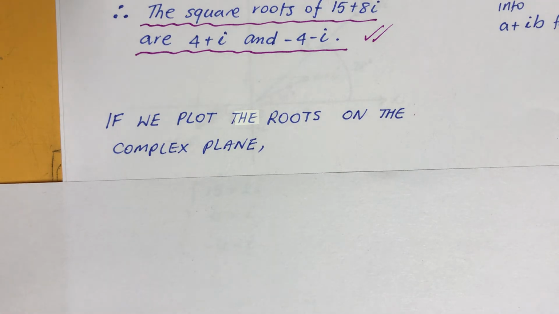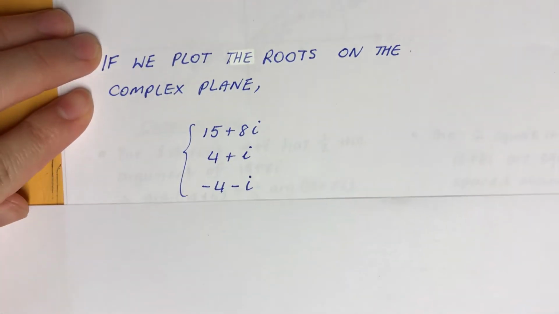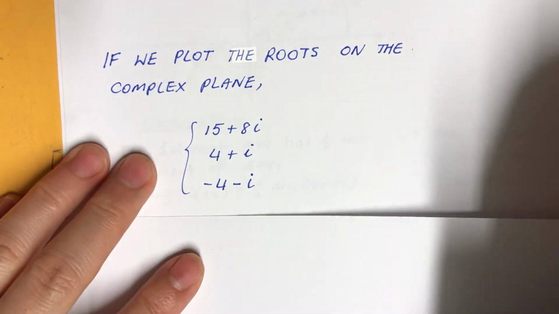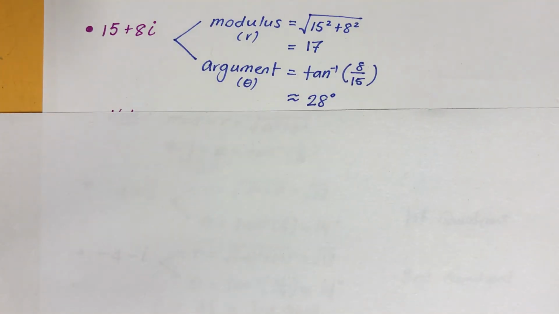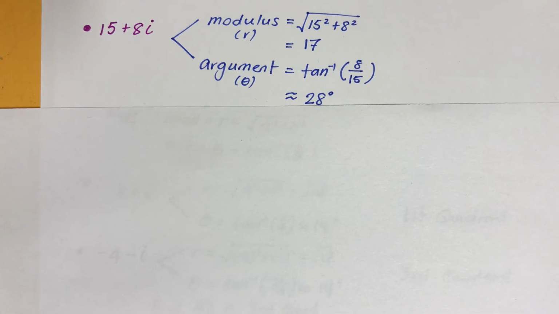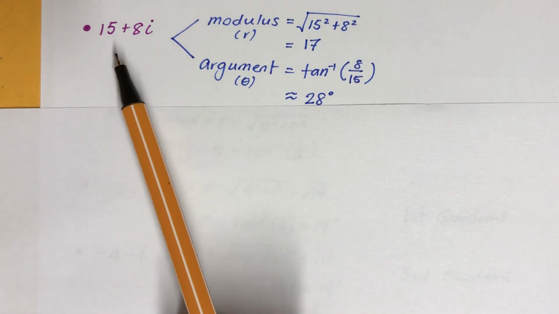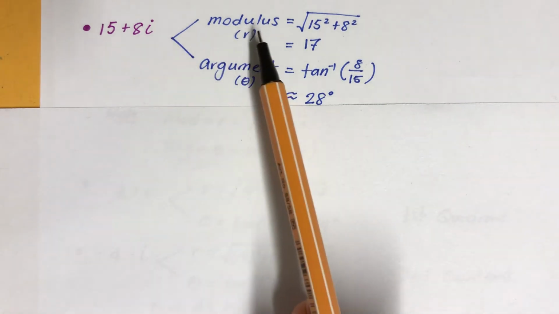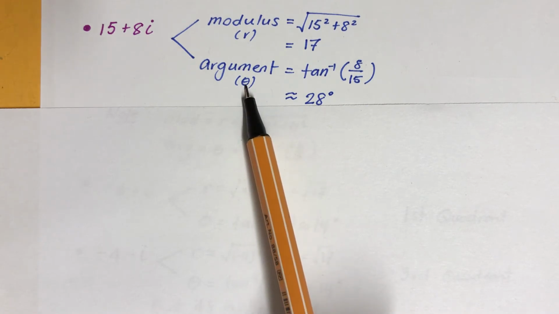If we plot the roots on the complex plane, what can we see? Now, there are three things we need to plot them. So let's have a look. If I want to plot 15 plus 8i, it's simply that the x coordinate will be 15 and the y coordinate will be 8. But we need to know the modulus, the length, and the argument, the angle.